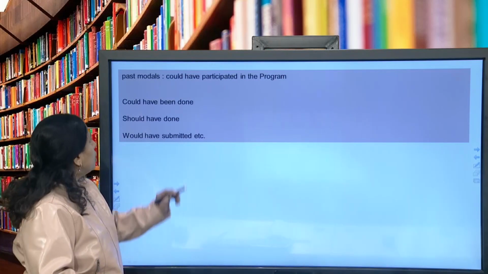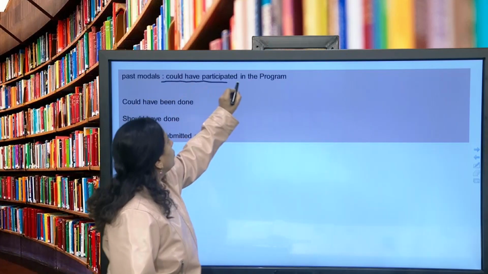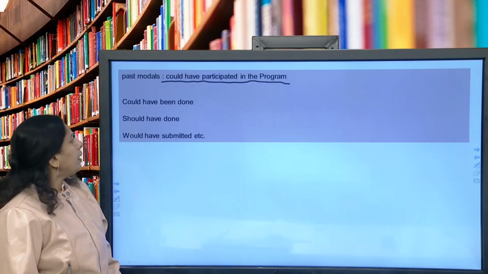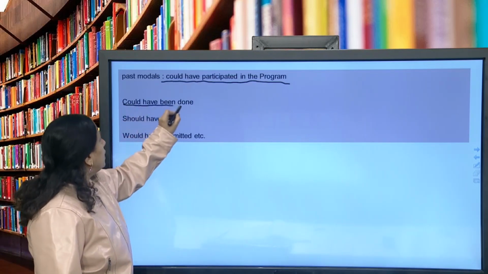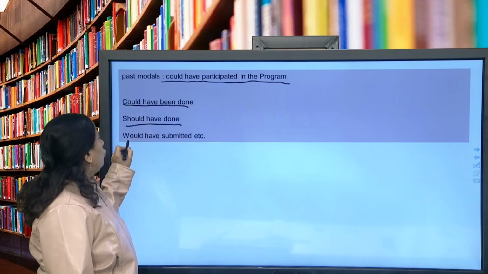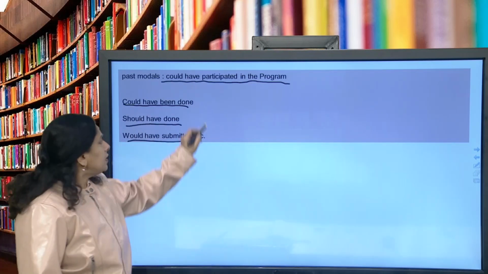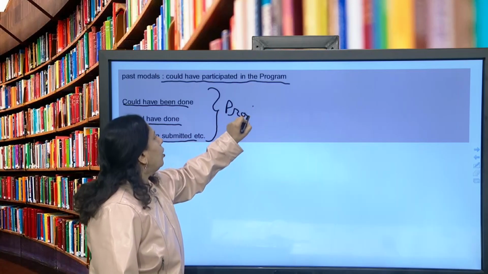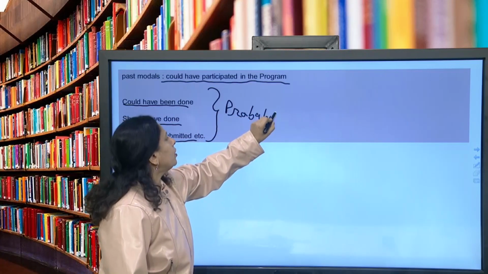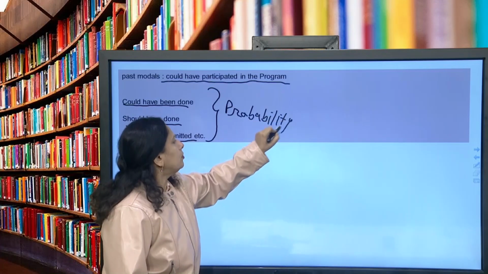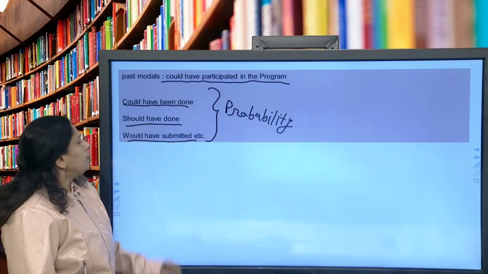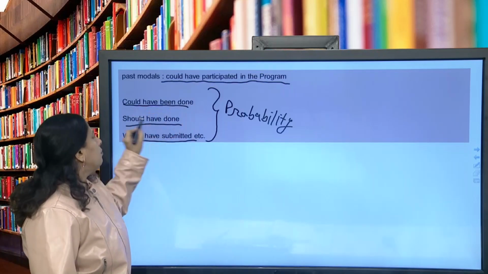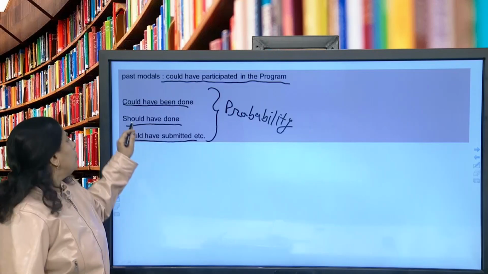The past modals: could have participated in the program. There are certain past modal verbs also, which could have been utilized, could have been done, should have done, would have submitted. These are just to show the probability of the sentences. Again, you are supposed to remember this term probability. Probability shows that this could have been done, but it is not done right now.